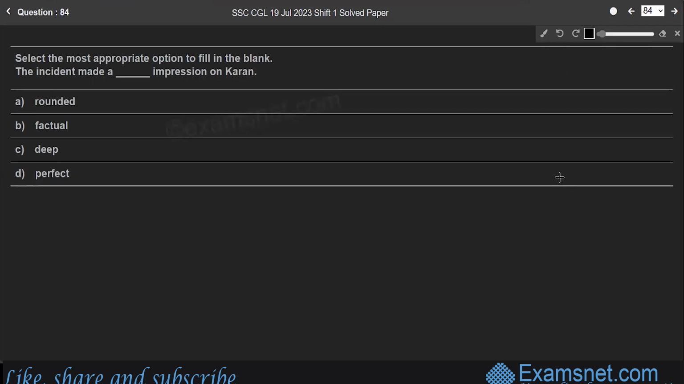Question 84. Select the most appropriate option to fill in the blank. The incident made a dash impression on Karan. Here, the sentence is about creating an impression. So, the right word would be deep impression. Option C, right? Here, deep impression means very intense impression or extreme impression, right? So, the sentence is the incident made a deep impression on Karan. So, option C is the right answer.